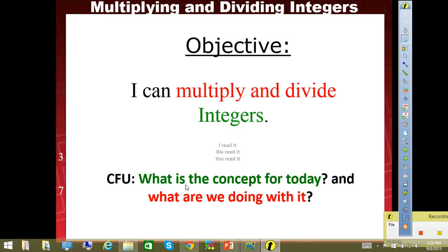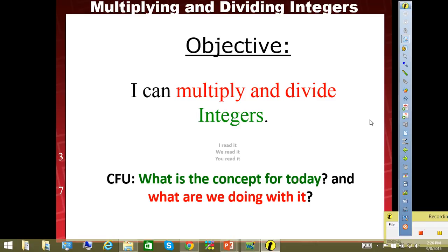Think about this question. What is the concept for today? Looking at the objective, what is our concept for today? Tell your neighbor, please. Integers. Notice that we're still on integers, right? We've been on integers already for a while. We're continuing, and today we're going to do only multiplication.